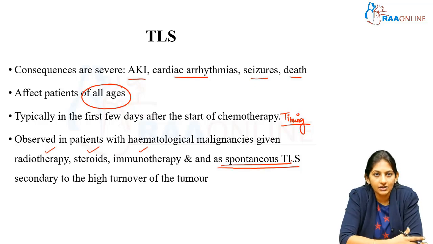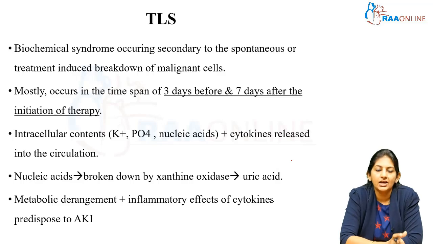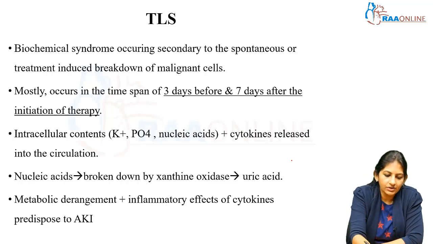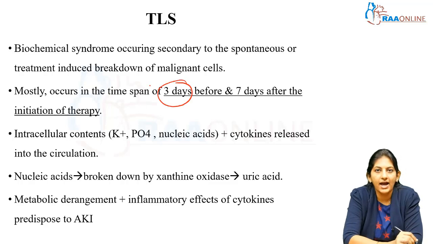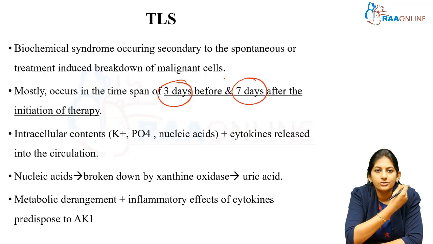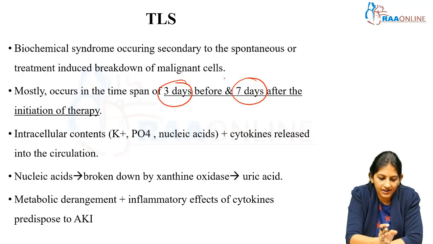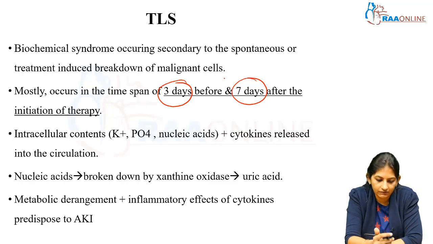Okay. So you should understand what its consequences are and what the timing is. It's not only because of the onset of chemotherapy, but even after, it can occur spontaneously. It can occur after radiotherapy, immunotherapy, after just steroids also. So this biochemical syndrome, as we just discussed already, has 4 metabolic abnormalities you should be aware of. The risk span will be 3 days before and 7 days after the initiation of therapy. So I told you those 4 metabolic abnormalities. Why these 4 metabolic abnormalities occur, we will see.